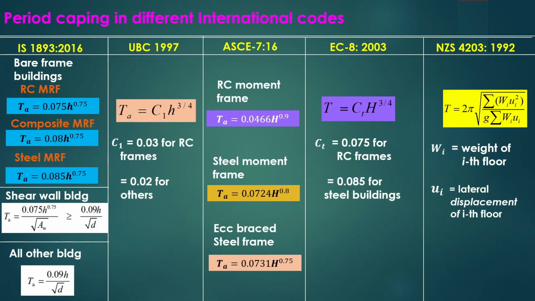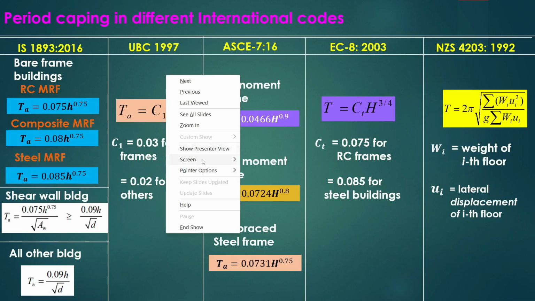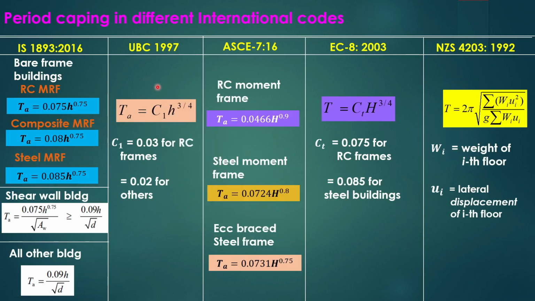So let us see the period capping formulae available in other international codes. Let us first start with the Indian code. The Indian code has divided buildings into different categories, like bare frame buildings. Bare frame building means there is no infill; brick masonry infills are not there. In this category you have the RC moment resisting frame, the composite moment resisting frame, and the steel moment resisting frame. For all these, period capping formulae are given in terms of the height of the building.